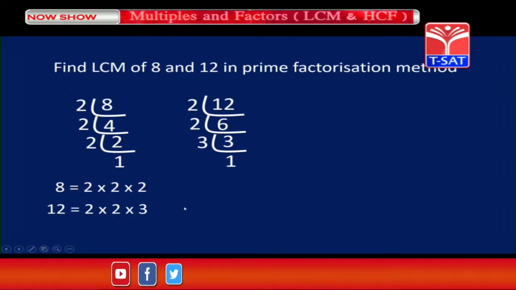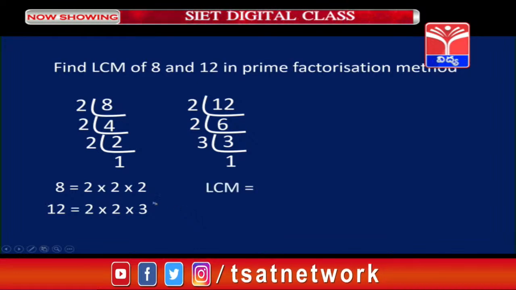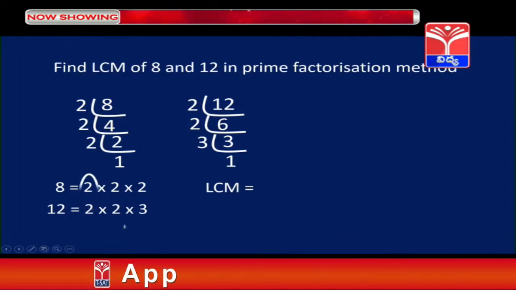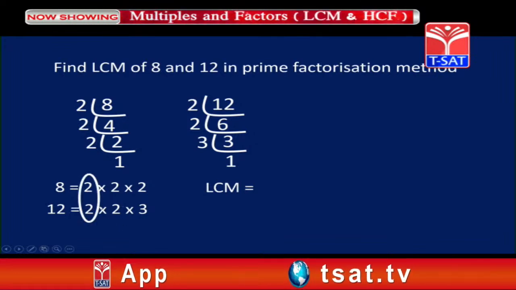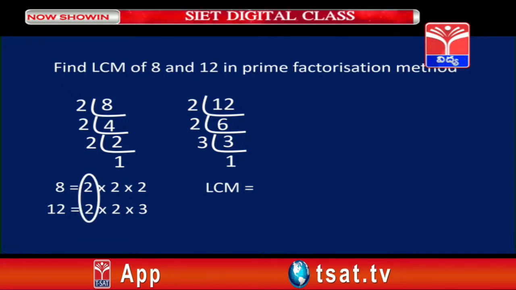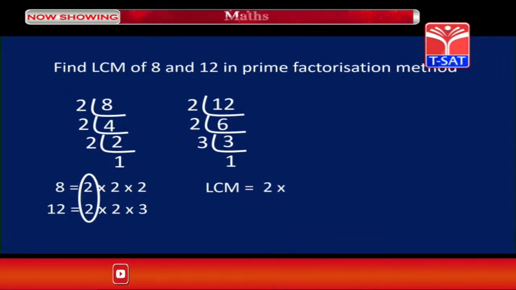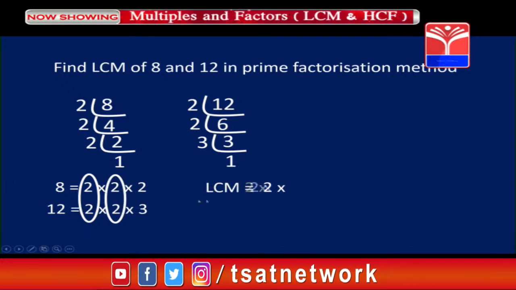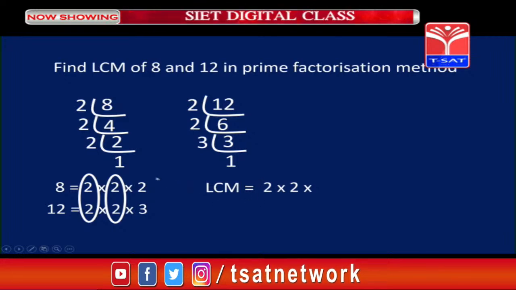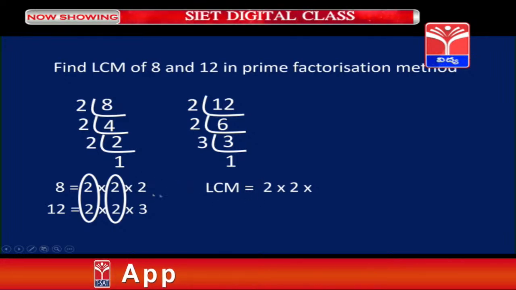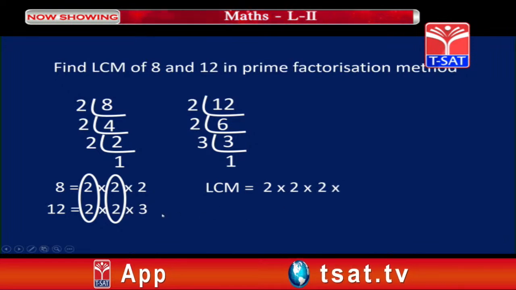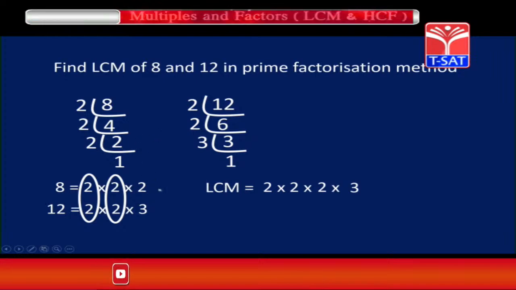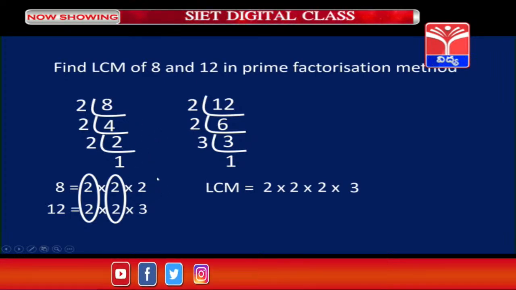Now we need to write the LCM. To write the LCM, we take the common prime number from these two. Here it is appearing once, so we should write the 2 here once, and instead of 2 times 2 here, we should write 1 time in the LCM, and the remaining numbers we should multiply here. So this 2 again and this 3. So this is the LCM of these two numbers in the prime factorization method.